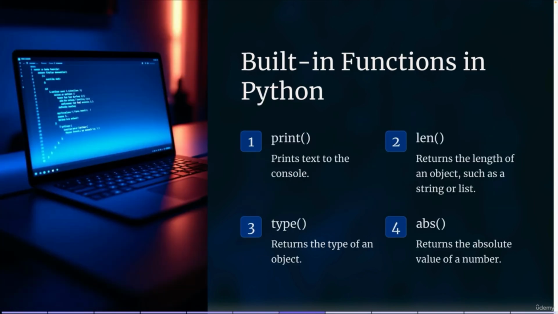There are built-in functions that you're likely to use quite a bit. For example, the print function takes in a Python object and just prints it out. There's the len function that returns the length of an object. There's the type function, which tells you what type of object you have passed into it. And there's the abs function that returns the absolute value of a number.